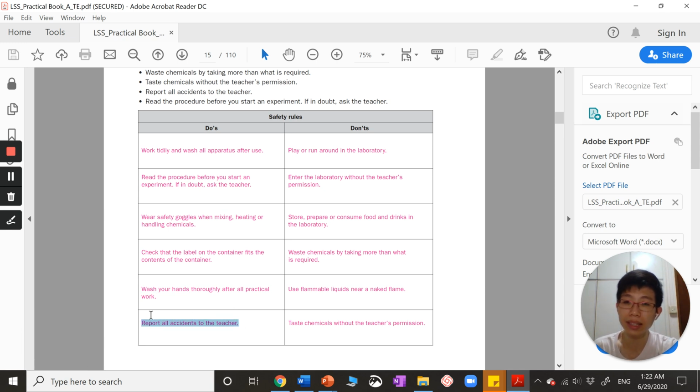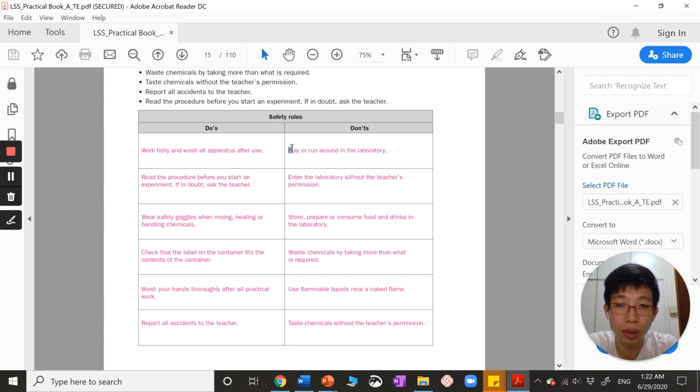So if there's anything happening in the lab, if someone gets hurt, even if it's accidentally done after you follow all the procedure, then you have to report the accident. No matter whether you follow all the procedure or you just happen to overlook some safety thing, always report all accidents to the teacher so that we can know how to help you out.